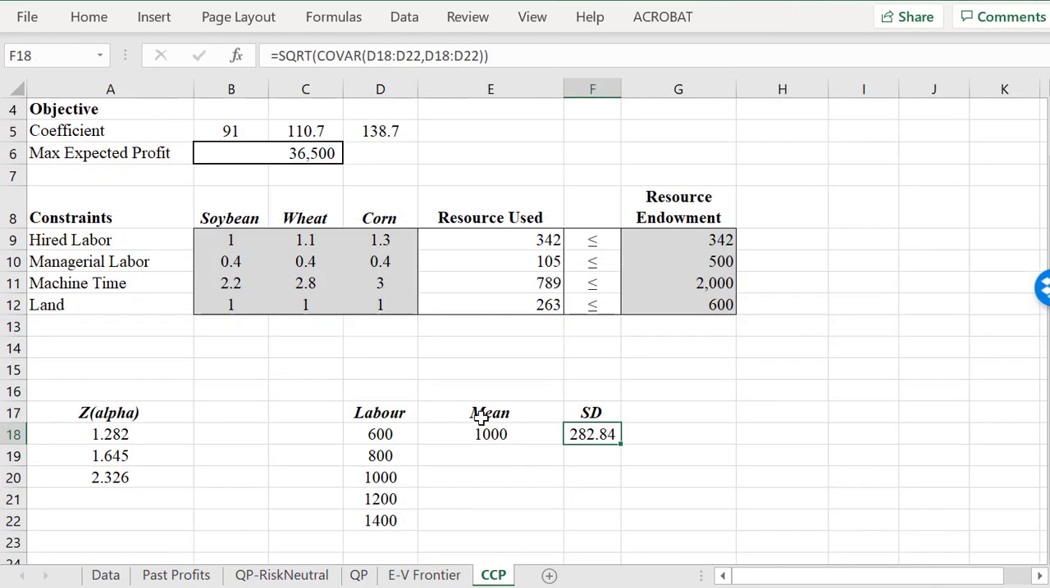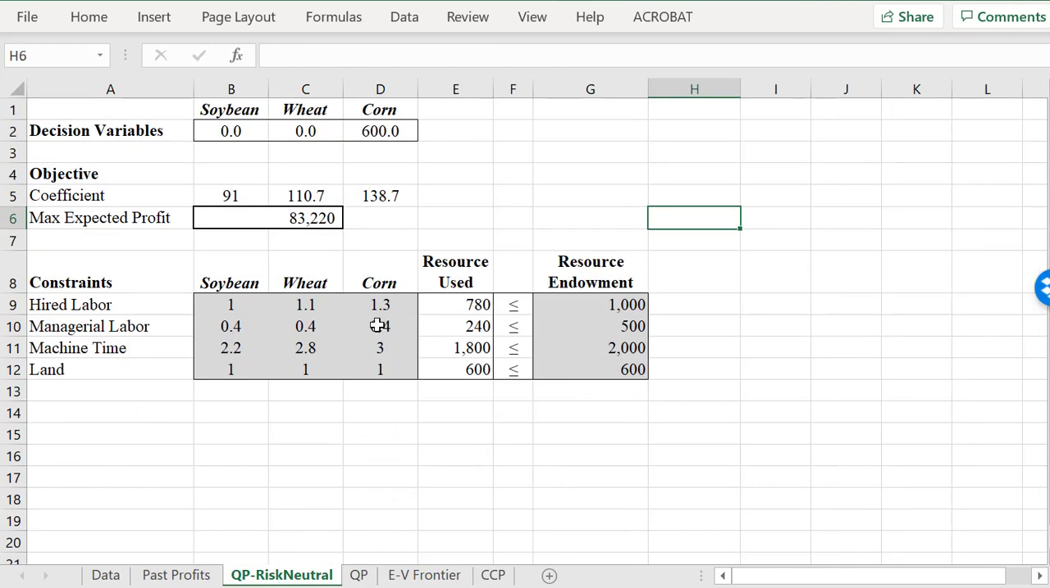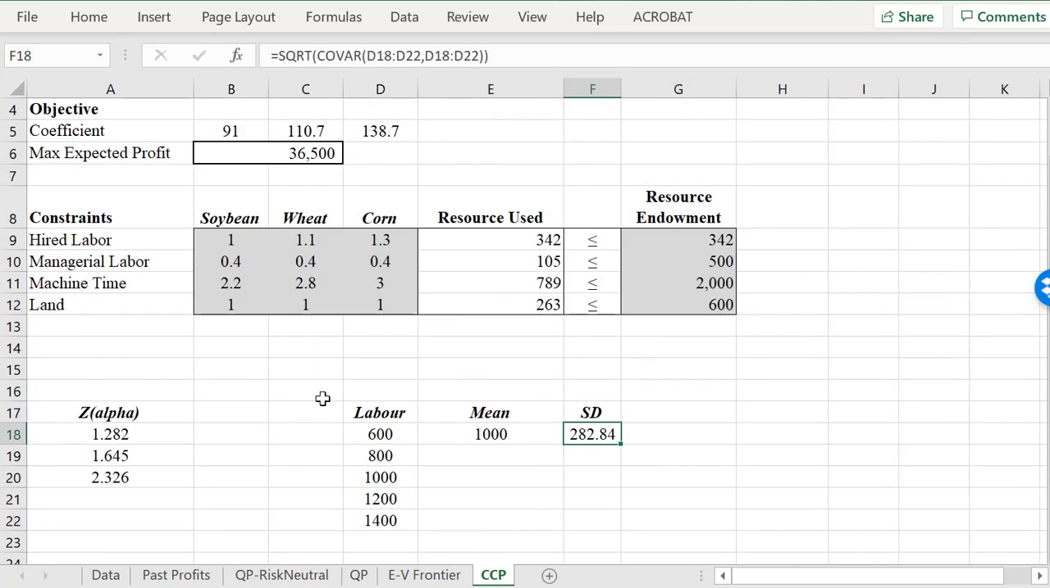So in this lecture, this is the CCP tab, the chance constraint programming. It is still very similar to the QP risk neutral problem. The only difference is this cell, this resource endowment here. You need to make changes to that cell.